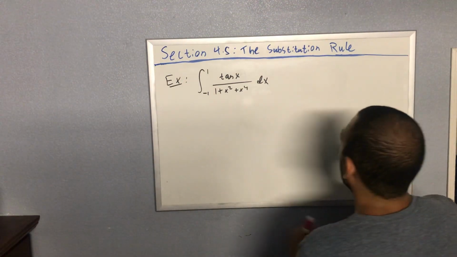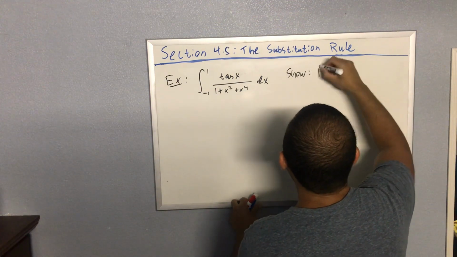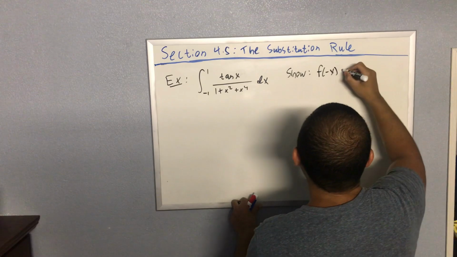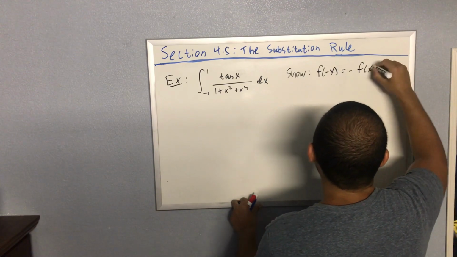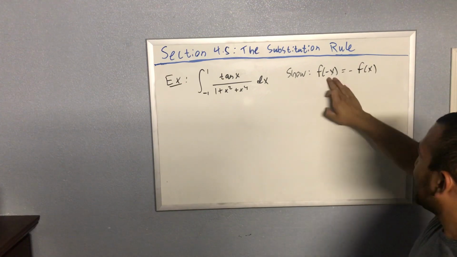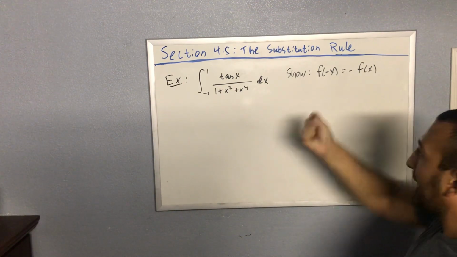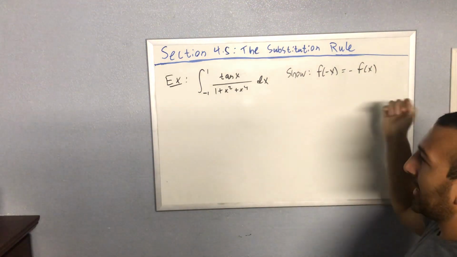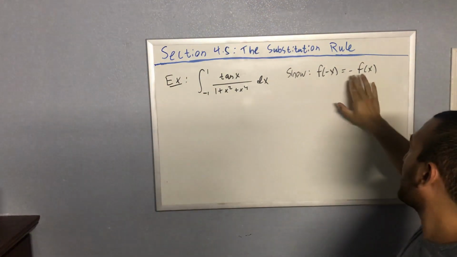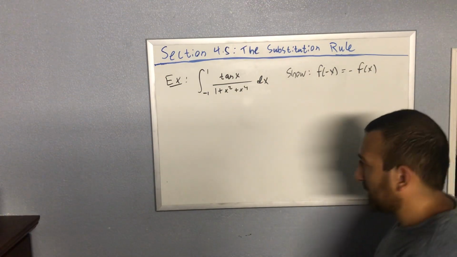So let's see. What do we need to show? We need to show that f of negative x is negative f of x. So essentially what this means is if we stick negative x into our function, we should be able to factor out a minus sign in front of everything and have that minus sign multiplying the original function. So let's try that now.